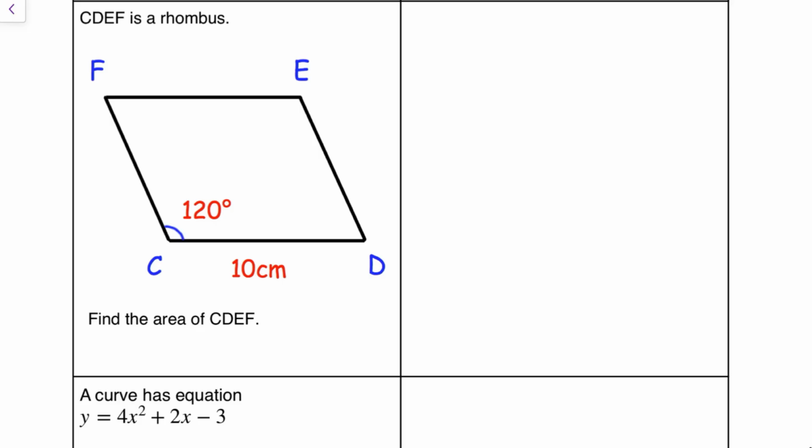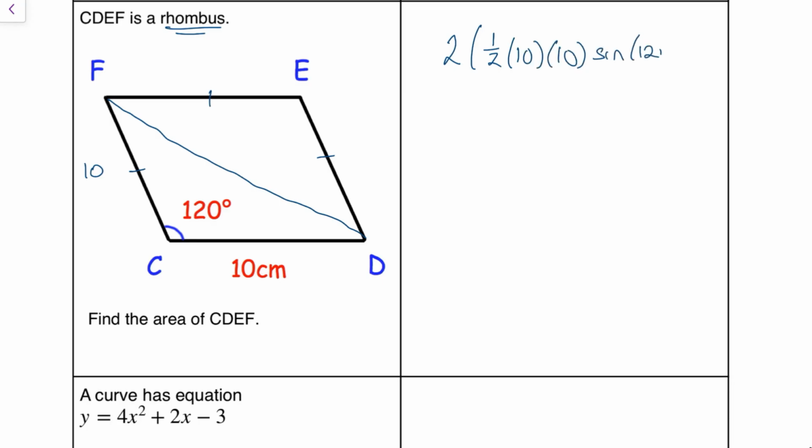CDF is a rhombus. Find the area of CDF. Okay, so the keyword is rhombus. So rhombus means all these sides are the same, which means this is 10 as well. Now my technique is to take a triangle and multiply it by 2. And that is because I know the area of a triangle is a half times the product of the sides, so 10 times 10 times sine of the angle in between them.